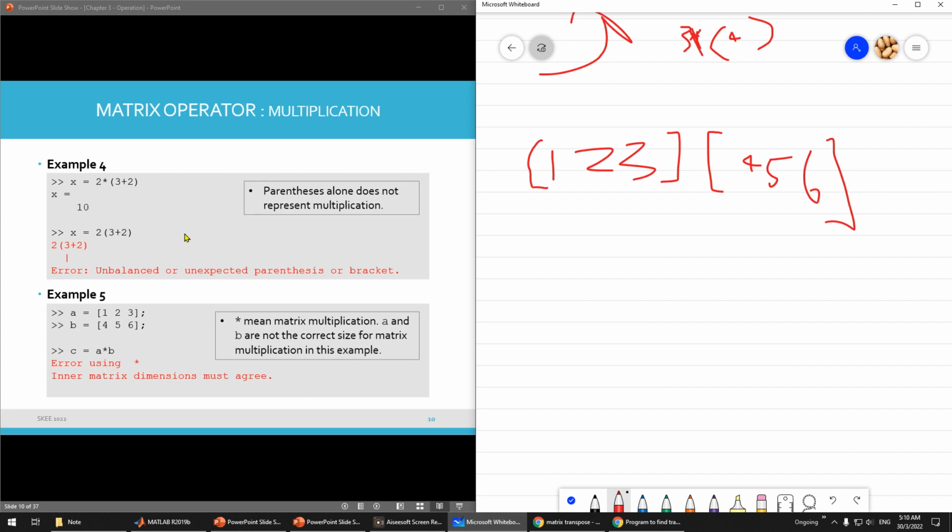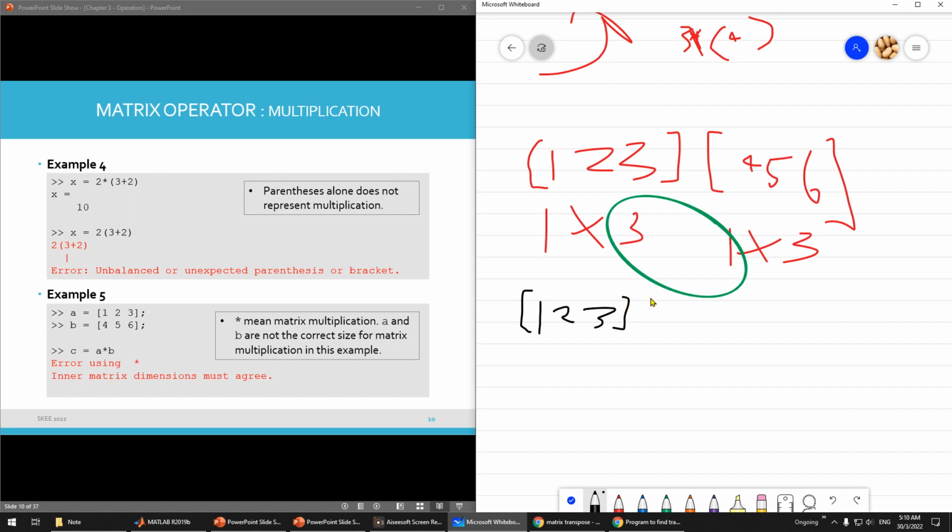When you do a matrix multiplication, you cannot do this, because this is 1 multiplied by 3 matrix, and this one also 1 multiplied by 3 matrix. When you want to do matrix multiplication, make sure the center number is the same. So for this case to work, you have to do 1, 2, 3.